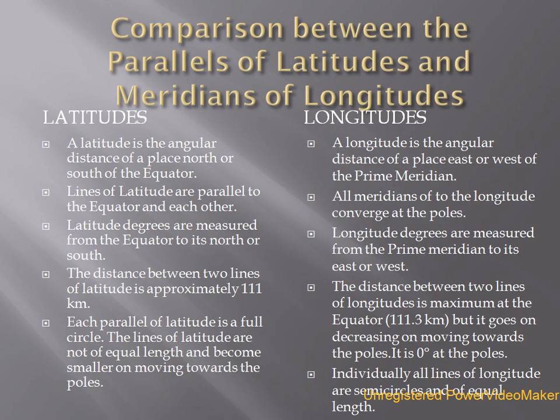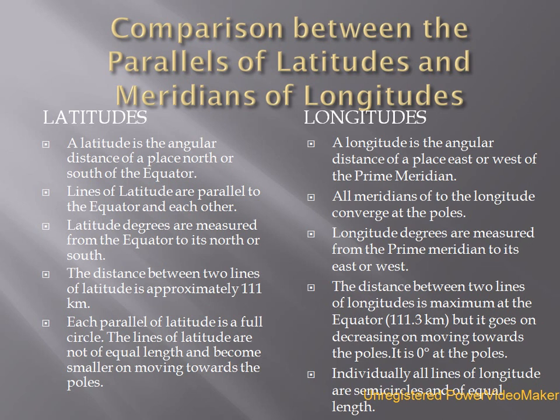In this slide, we will compare the difference between latitudes and longitudes. Comparison between parallels of latitudes and meridians of longitude. A latitude is the angular distance of a place north or south of the equator. A longitude is the angular distance of a place east or west of the prime meridian. The second point is lines of latitude are parallel to the equator and each other. All meridians of longitude converge at the poles. Converge means they meet at the pole.